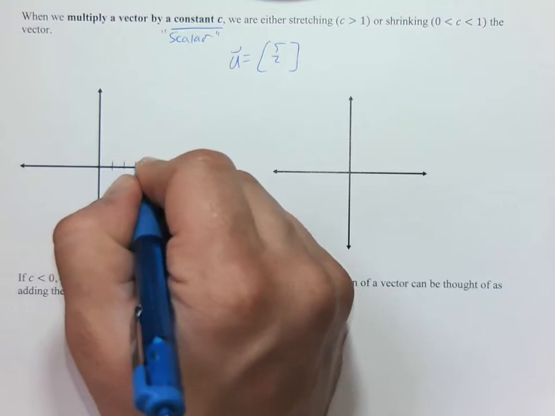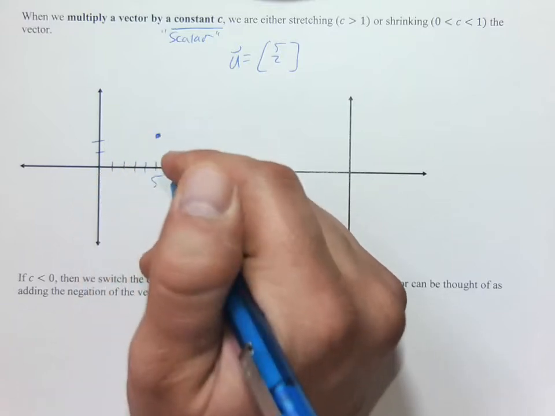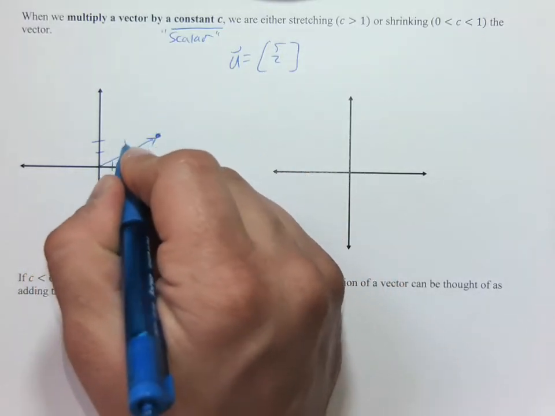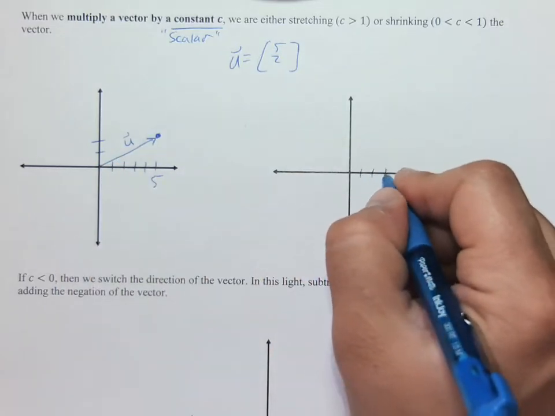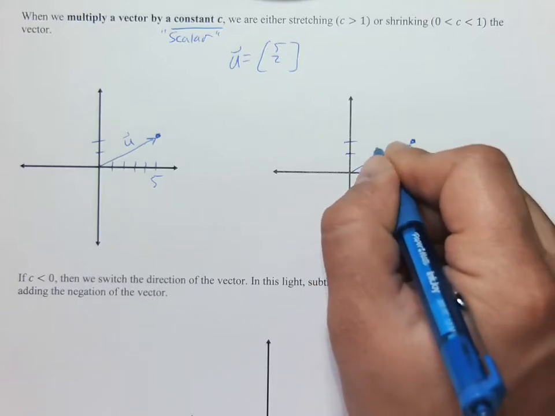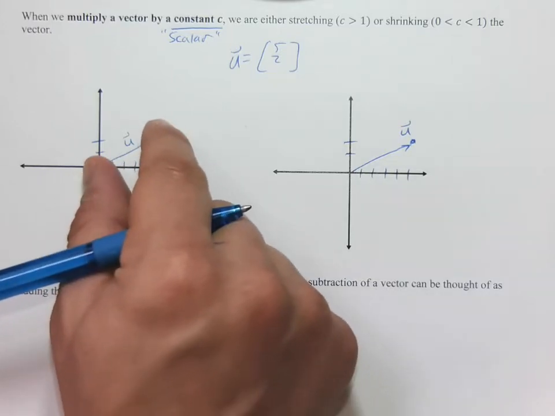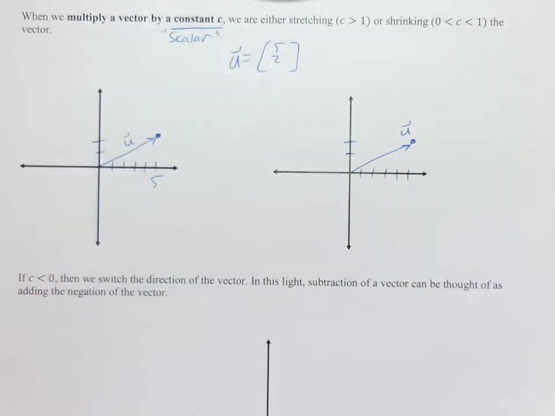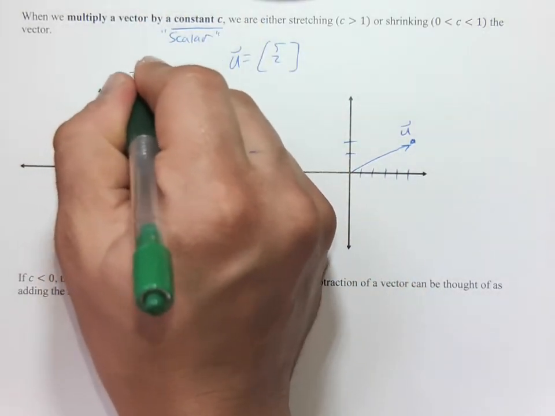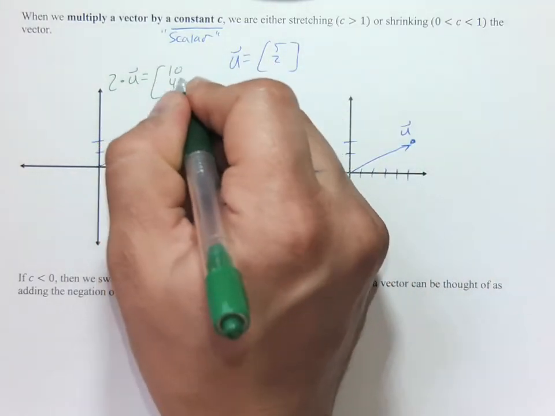So 1, 2, 3, 4, 5, 1, 2. Here's the vector (5, 2). That's our u. I'm just going to draw it here as well, because we're going to need it on both. There's our vector u. If you multiply the vector by something bigger than 1, it just takes that u and stretches it out. So let's look at 2u. 2 times u, which we already messed around with on the first page, is multiplying both those values by 2, so it becomes (10, 4).